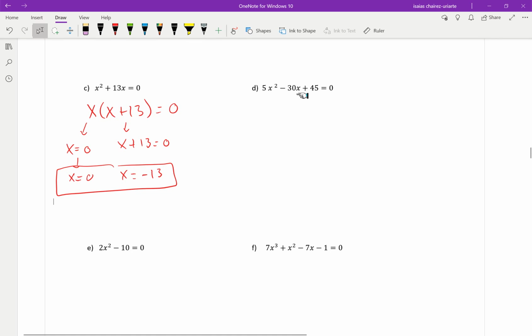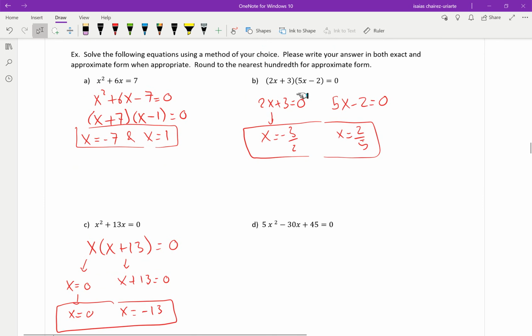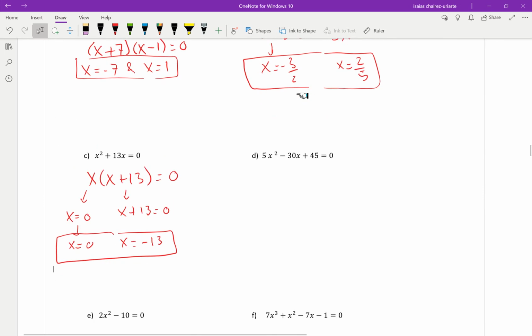So far I haven't touched any method other than factoring. The first three things were pretty much just solvable by factoring. So factoring is a good, useful tool, and it's a good skill to keep on practicing, because you're going to be factoring in pre-calc, you're going to be factoring in calc 1, calc 2, so it's definitely to your advantage to be able to factor well and quickly.